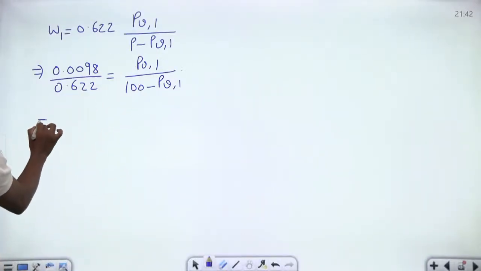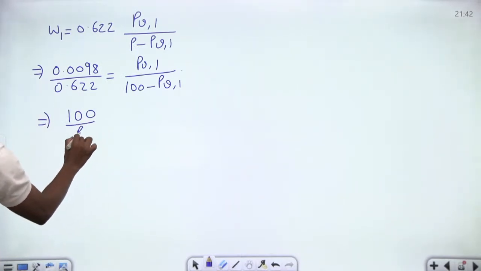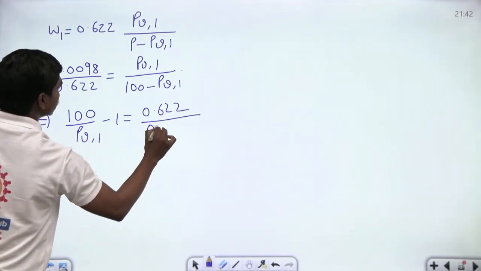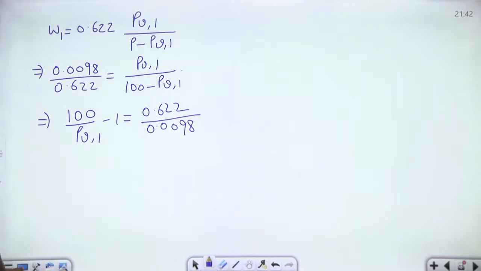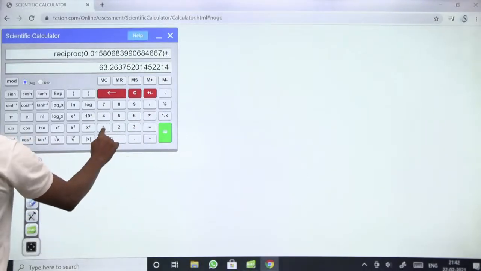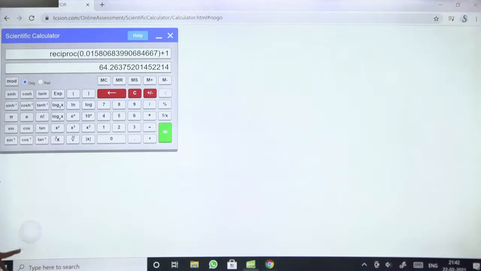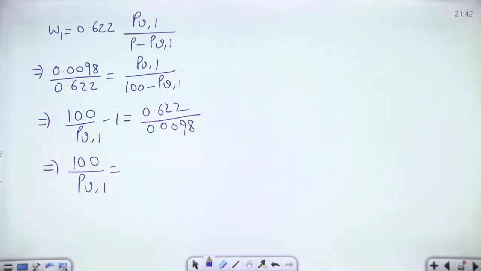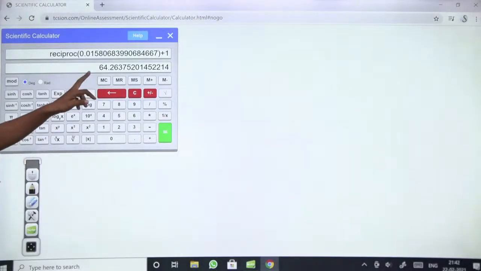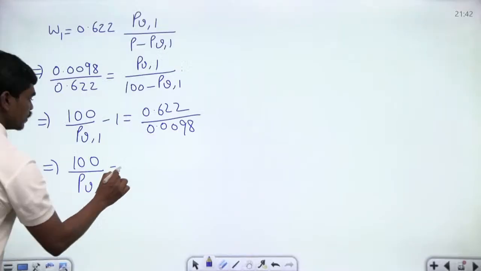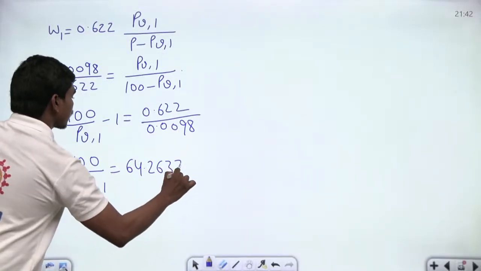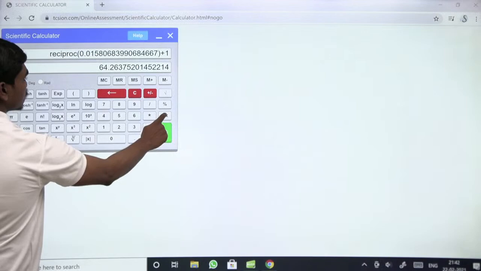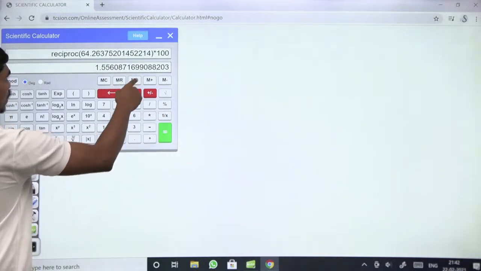If you invert this, 100 by PV1 minus 1 will be equal to the reciprocal of this, which is 0.622 divided by 0.0098. So the reciprocal of this value plus 1, which is 64.26375, is here. So this implies 100 by PV1 is equal to something around 64.2637. So if you calculate the vapor pressure at state 1, PV1 is equal to 100 divided by this value. So 1 by x into 100. So this is 1.556.